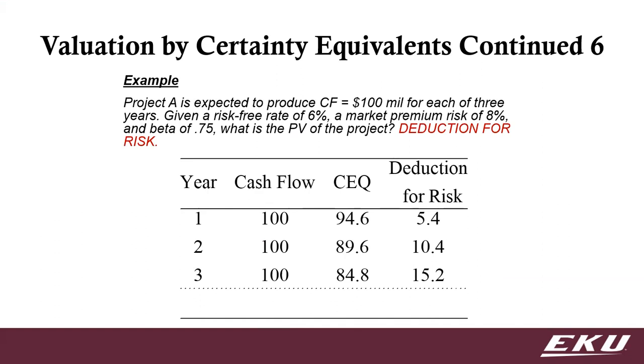Okay. And so we have this project, and you notice that we have our cash flow, we have our certainty equivalent. And since those are dropping by a set amount, that is known as that deduction for risk, right? This is how much we're reducing this value to account for the riskiness of the cash flow.